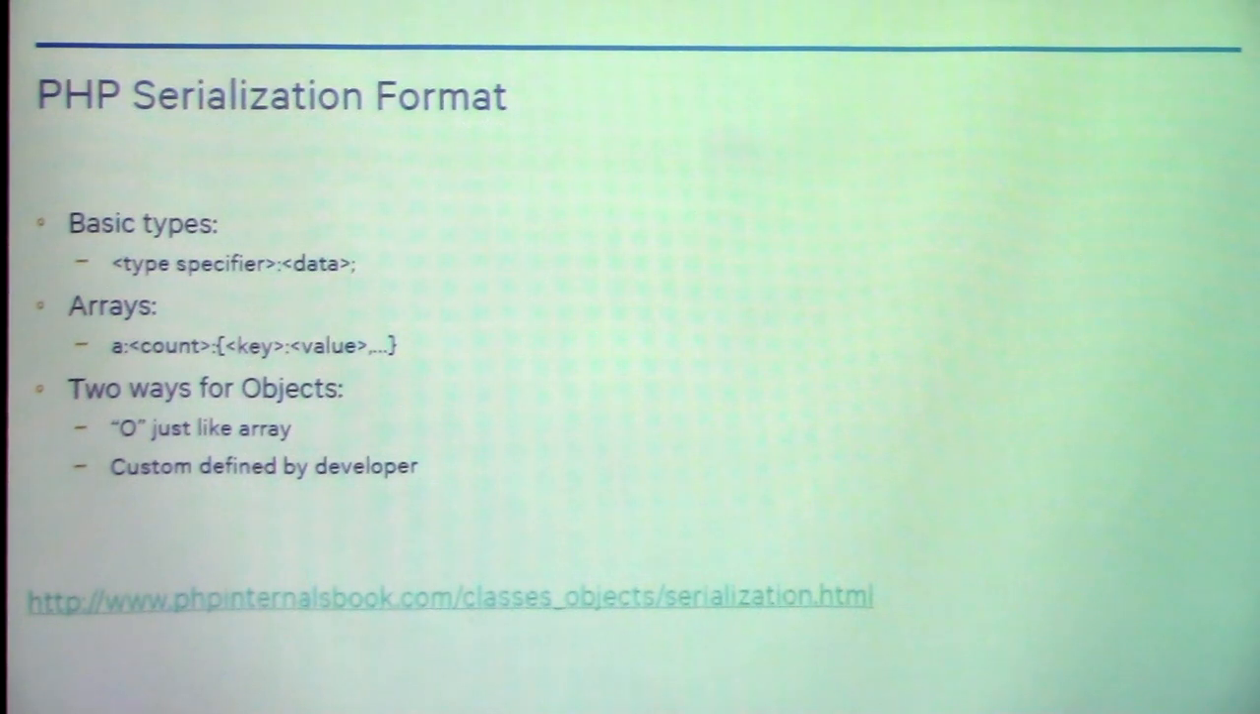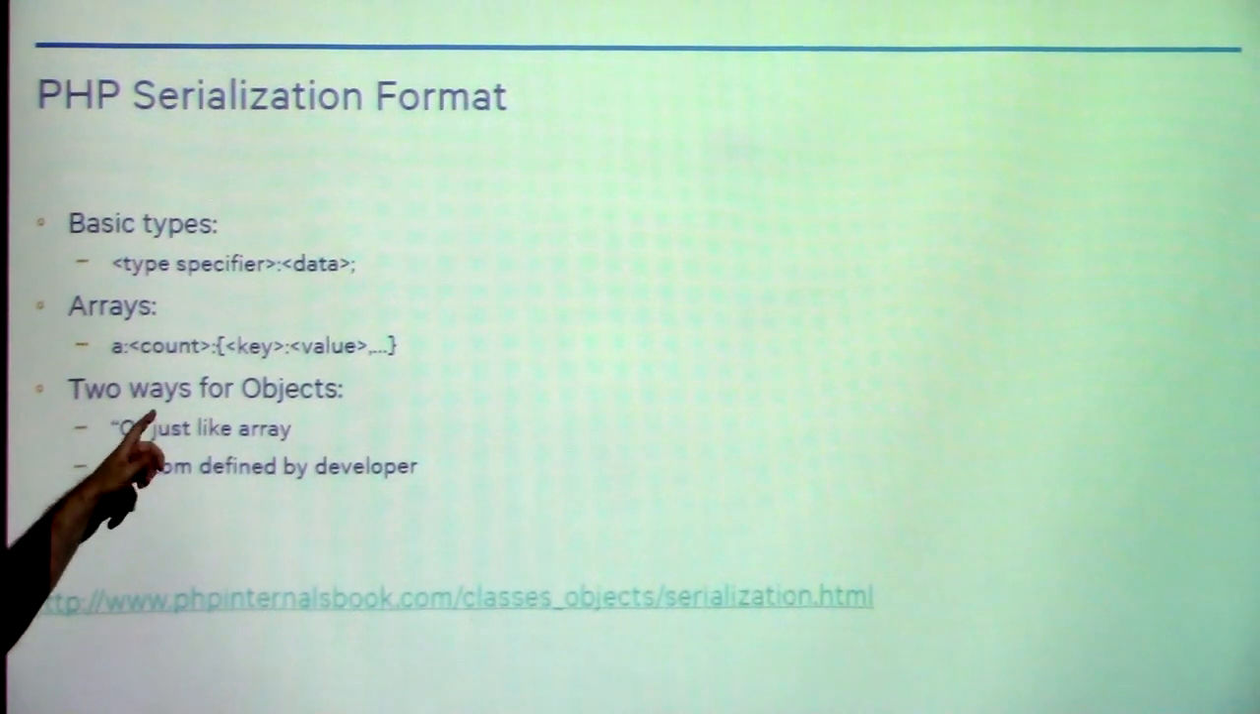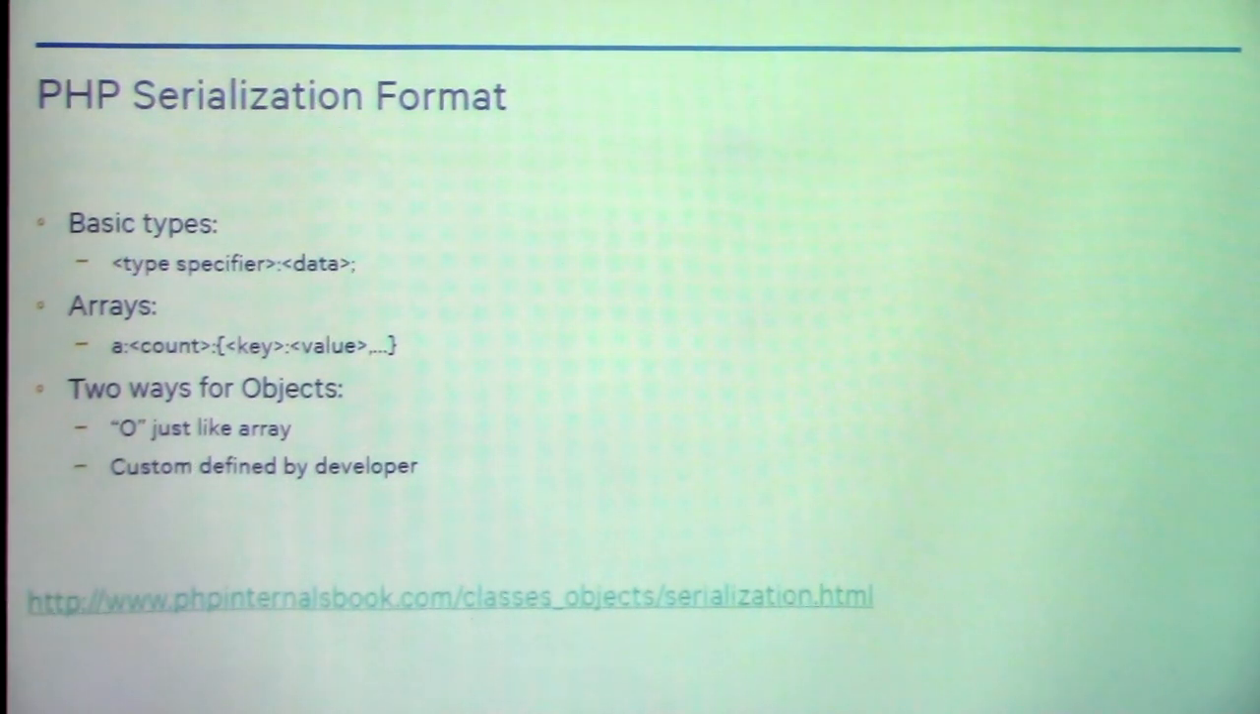So PHP, we're switching up the languages just to keep it interesting. PHP has a serialization format. It's an ASCII stream with tags. So basically, it's going to have a type specifier, colon, the data, followed by a semicolon. Arrays have an A at the beginning with a colon, the number of things that are in there, with little brackets and the key and values for each of the things that's in an array.